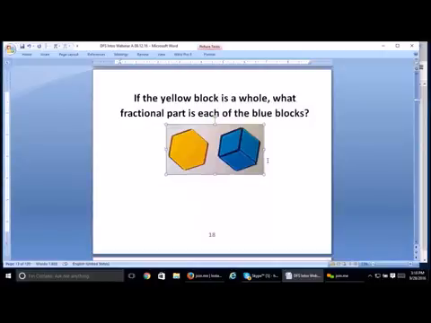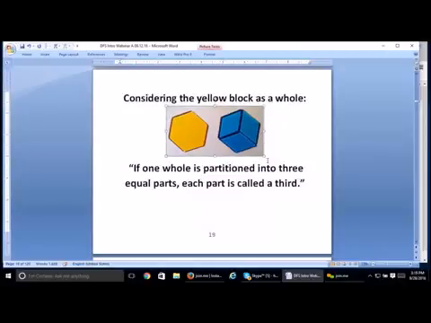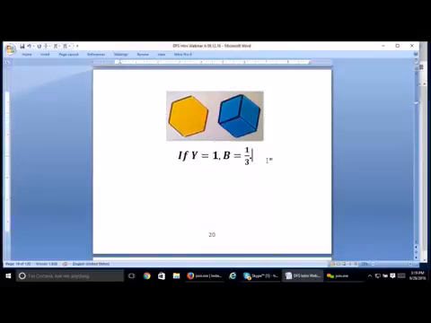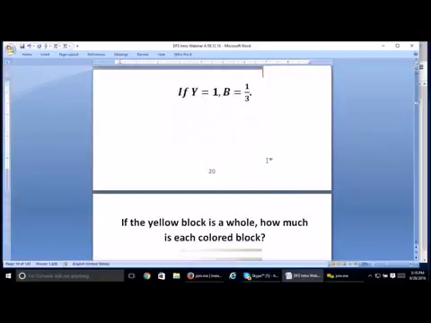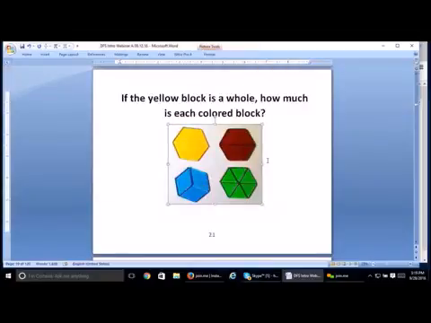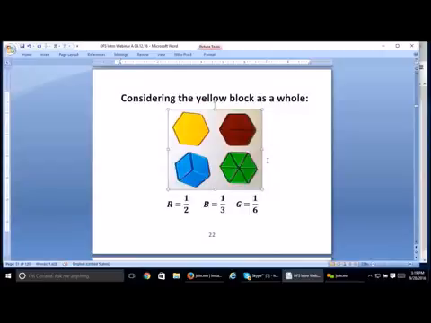Then you say the same thing to them. Please place the blue blocks on the yellow blocks. They do that. They see that 3 of them make up the whole. You ask them how much is each one, and they'll say that each one is a third because the whole has been broken up into 3 equal parts. So if y equals 1, b is a third. And likewise with the green blocks, there are 6 of them. Once we know that the yellow block is 1, the red is a half, the blue is a third, and the green is a sixth.